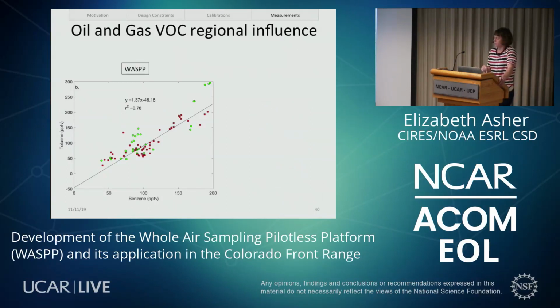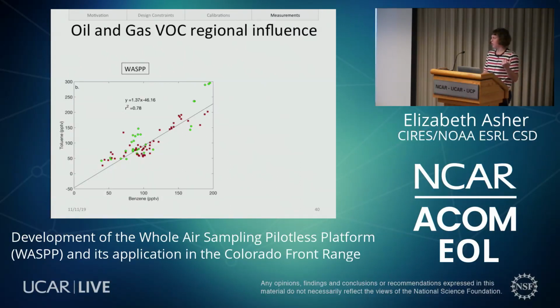We can also look at the ratio of benzene to toluene. This is a plot showing toluene on the y-axis and benzene on the x-axis. Again, green samples denote Boulder Reservoir samples, and red samples are from the Broomfield site. My apologies to anybody who's colorblind. I recently found out those are not good colors to put together.